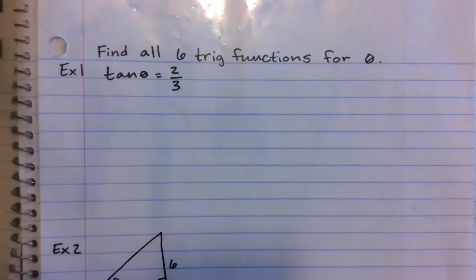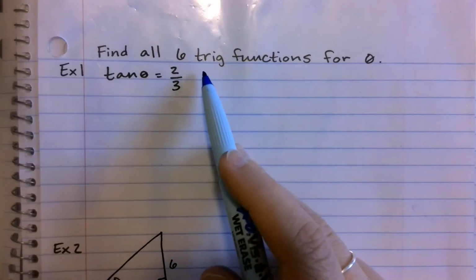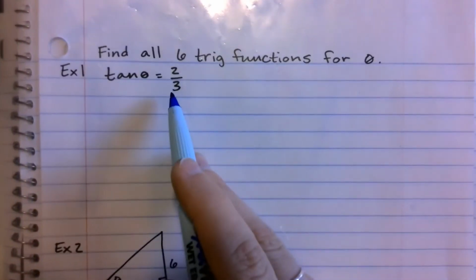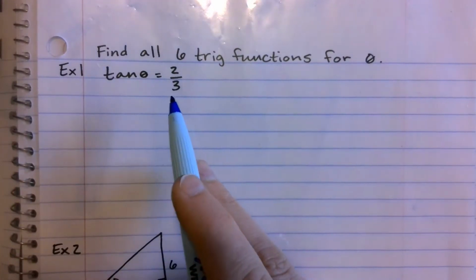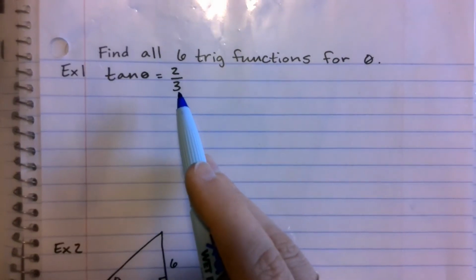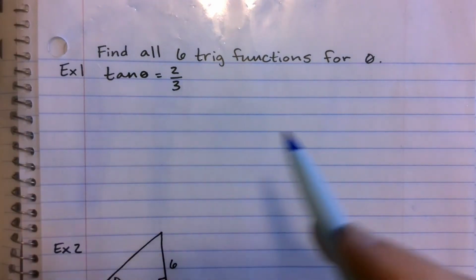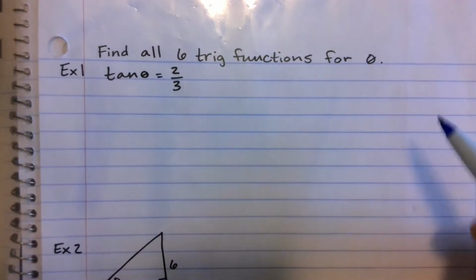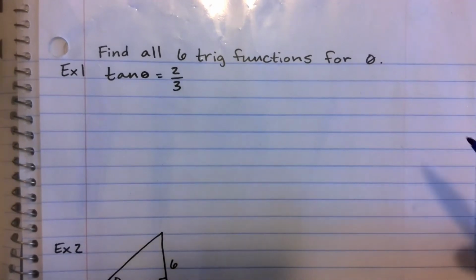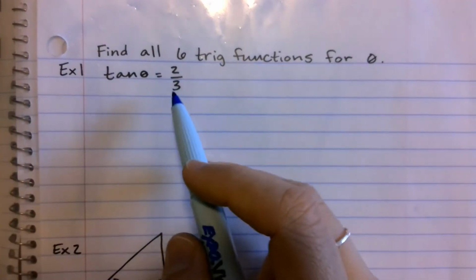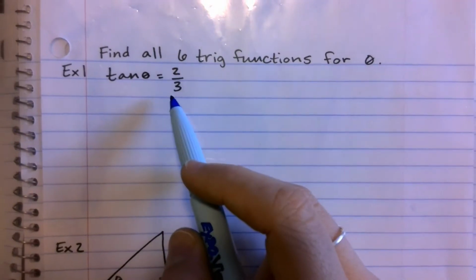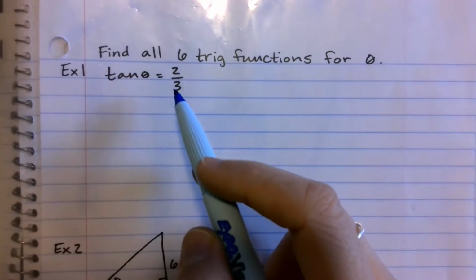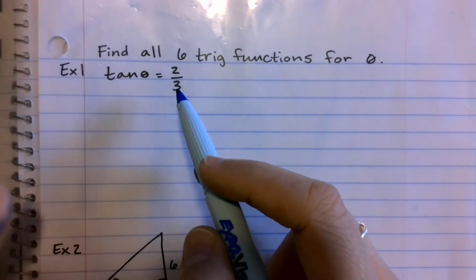In our first example, we're trying to figure out all 6 trig functions for theta. And then we're told that the tangent of theta is 2/3. I think the weirdest part of this type of question is that our minds go to what is theta, but we don't necessarily need to know the angle in order to figure out the other trig functions. Just by knowing that tangent of theta is 2/3, I can figure out my sine and cosine from those and then take the reciprocals to find the other 3 trig functions.